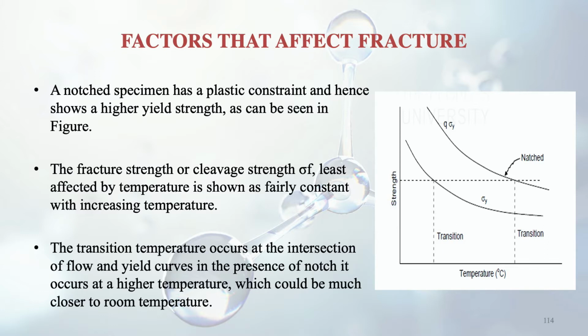So there are two yield strength curves, one is the notched one and the other without the notch. The notched one is higher. In the presence of a notch, the transition occurs at a higher temperature, as you can see in the figure. On the right side it is cutting the dotted line, whereas the one without notch is cutting at a much lower temperature. The higher one is cutting at a temperature which can be very close to room temperature. If this transition happens at room temperature, it really becomes a big problem.